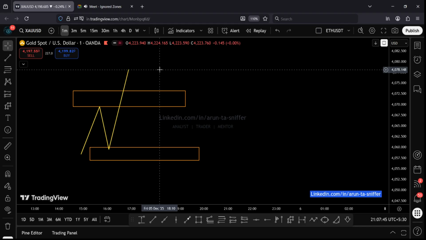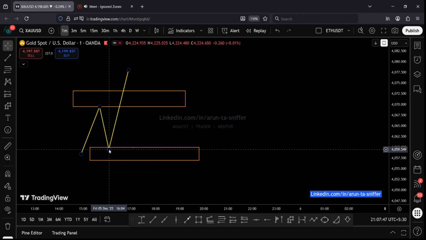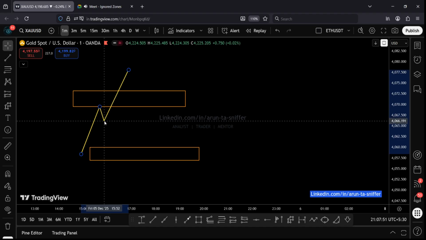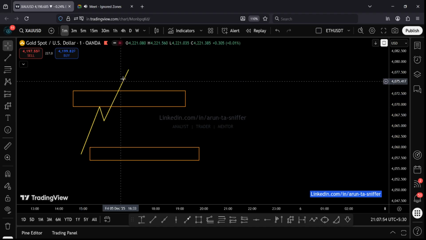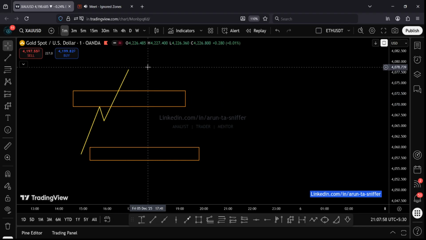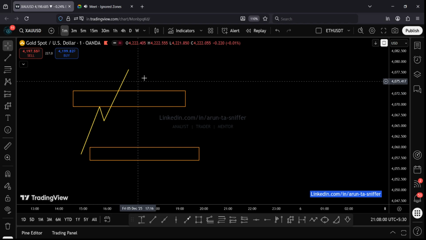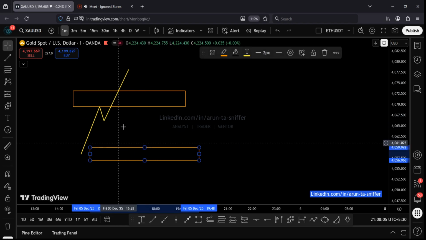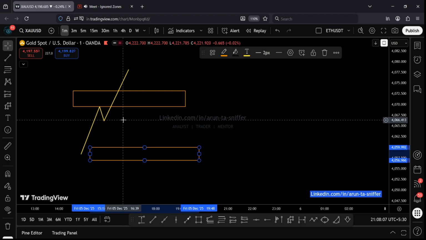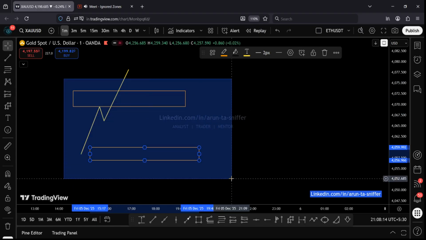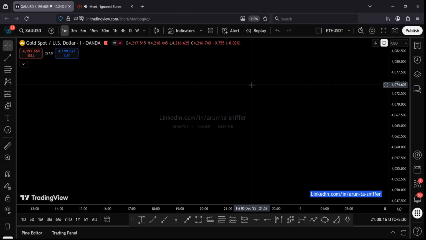But many times what happens, price will not come till this zone. It will react like this and then keep moving to the upper side and cross this zone. So in this case, this zone was ignored. To understand this, we will draw a structure and then look at it.